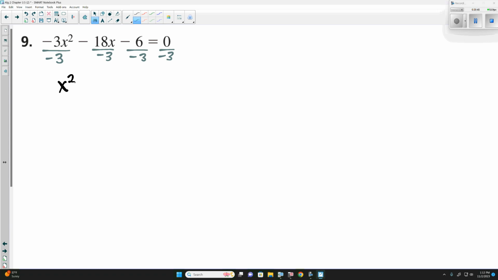Negative 18x divided by negative 3 would be? 6. Would be 6x. But what would our sign be? Oh, plus. Because a negative divided by a negative is a positive. Negative 6 divided by negative 3, negative again make a positive. And lastly, 0 divided by negative 3 is 0, because 0 can't be positive or negative.